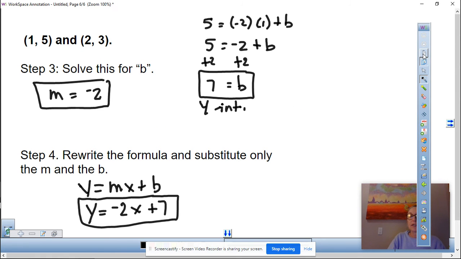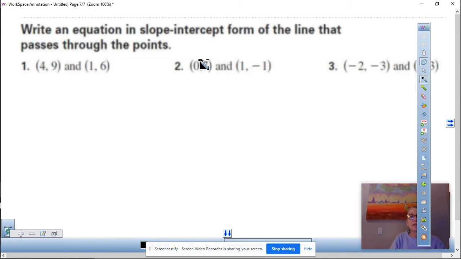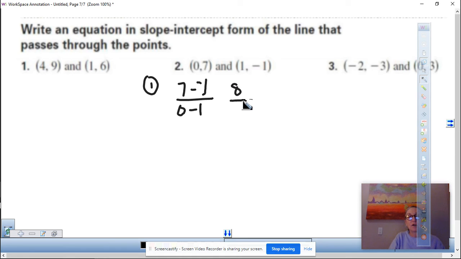All right, let's do one more quick example here. I'm going to do this one that's got a negative and a 0 in it, just to make it a little bit more interesting. So step 1, I've got to find my slope. So I'm going to say 7 minus negative 1 over 0 minus 1. That's going to give me 8 over negative 1. So my slope is equal to negative 8.